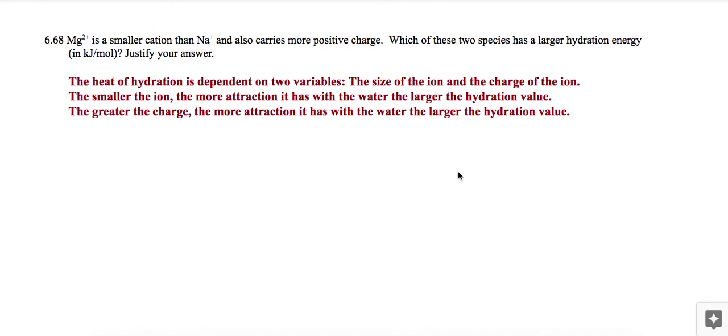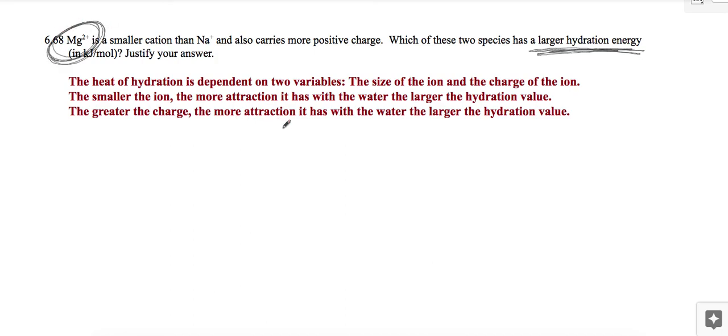Last problem. This gets into some stuff that we aren't going to study until next chapter, but it's a good introduction. We're looking at which species has a larger hydration energy. So when it dissolves in that solution, once we break them into their ions, which one is going to release more energy, that magnesium ion or sodium ion? And there's two different reasons here for the same answer, which is magnesium. Magnesium is the right answer here.